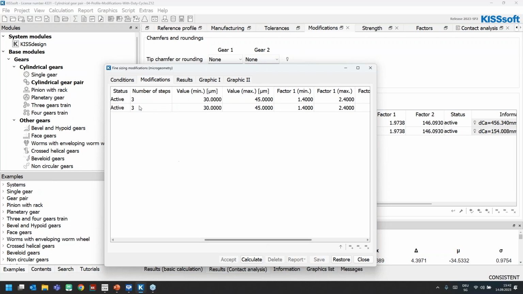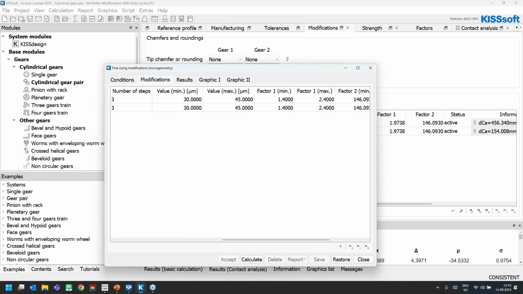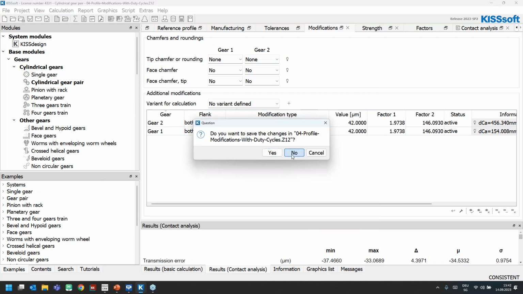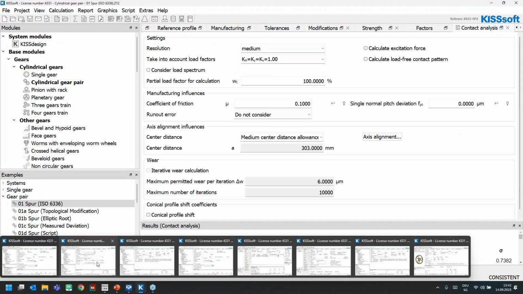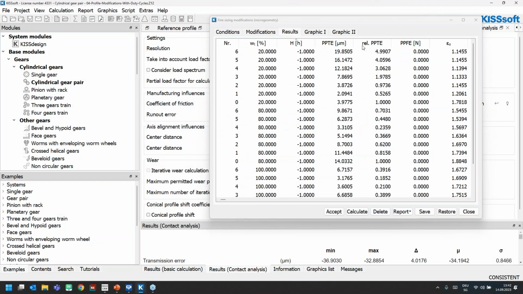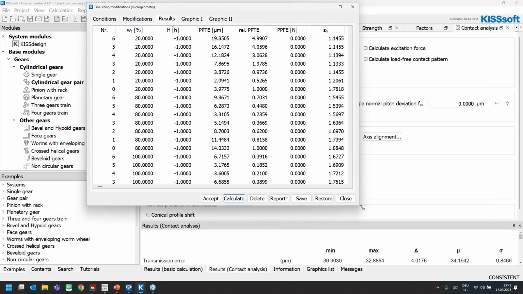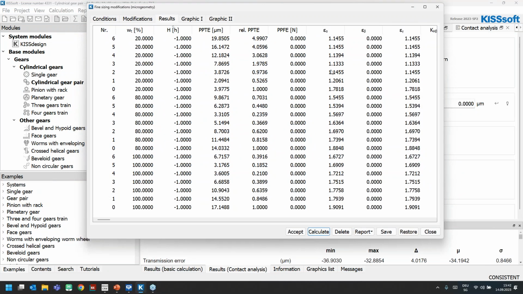And now I can basically say, okay, how many steps? And I change the value, let's say from 30 to 45. I change the factor from 1.4 to 2.4. And again, in order to save your time, I've actually done this optimization up front. So this would be over here. Okay, so I cheated a little bit. I pre-calculated things to save some time.